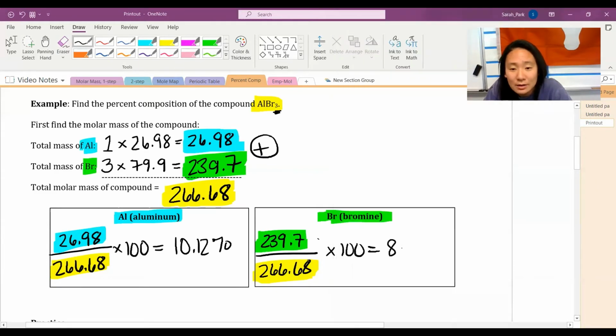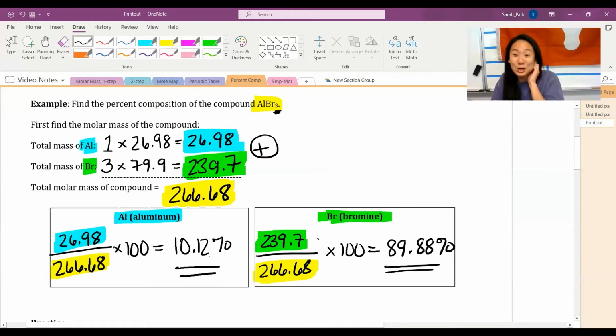89.88%. Look how big this number is compared to this number. And you should know by now that when you add up your percentages together, you should get a total of 100%. That's how you know you did it right. So they do add up to 100. What does this number tell us?